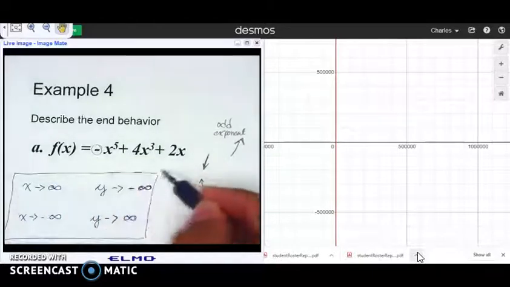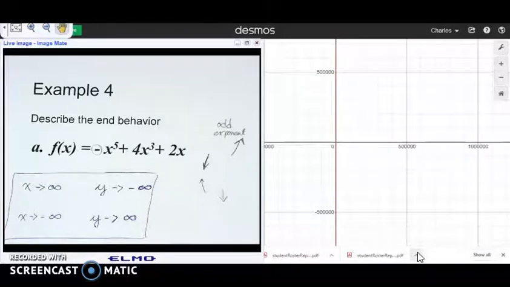When x is approaching infinity, going to the right, tell them what's happening with y. As x is approaching negative infinity, tell them what's going on to the left. What's going on with your y.